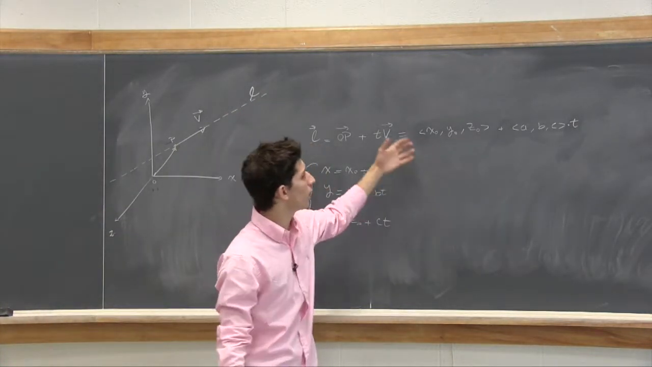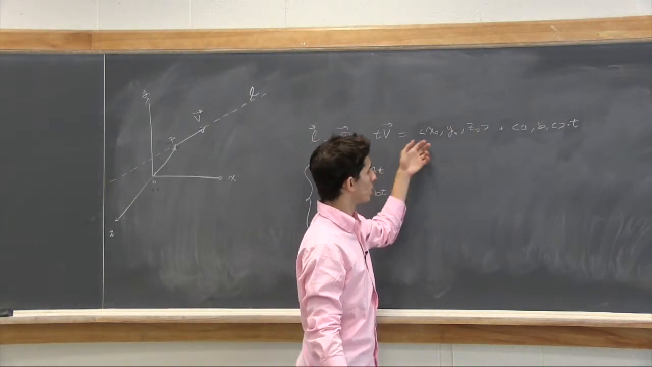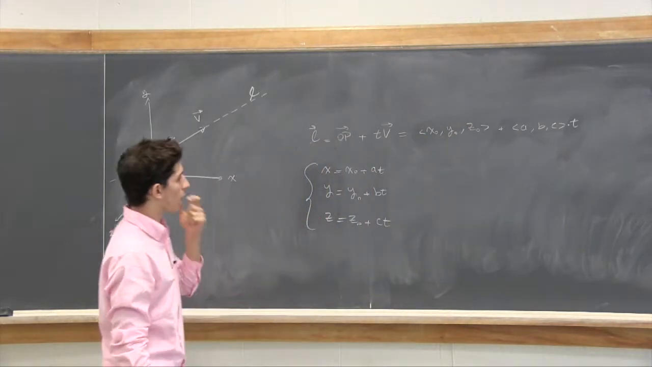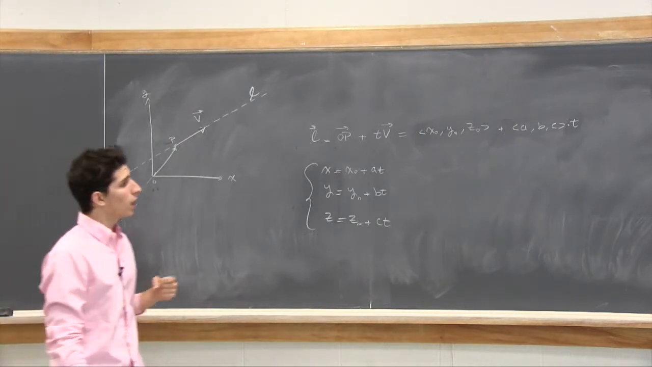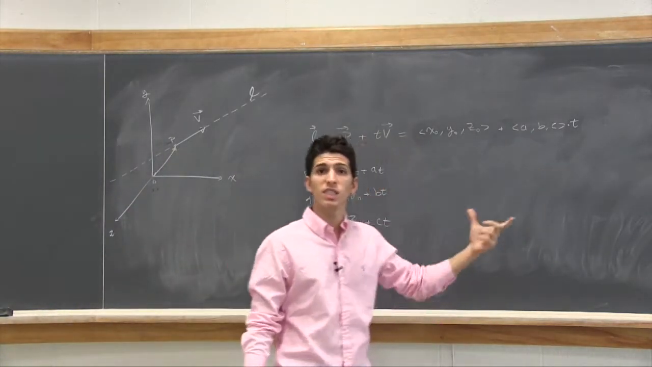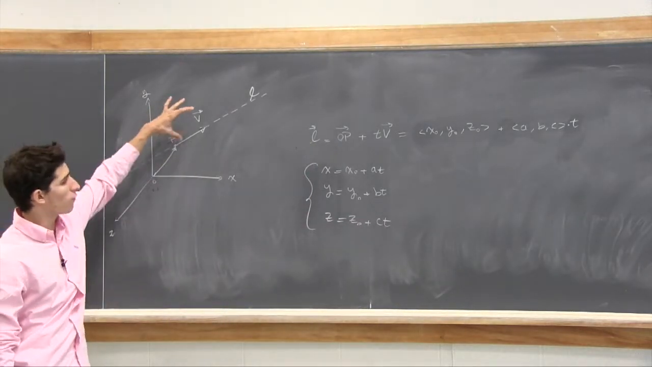And it can be written, if you break it down, you're going to get this expression that's saying, well, it's a vector to x naught, y naught, z naught, which are just the coordinates of the point P. And then from then on, you've got a vector ABC times t. ABC are just the components of V.